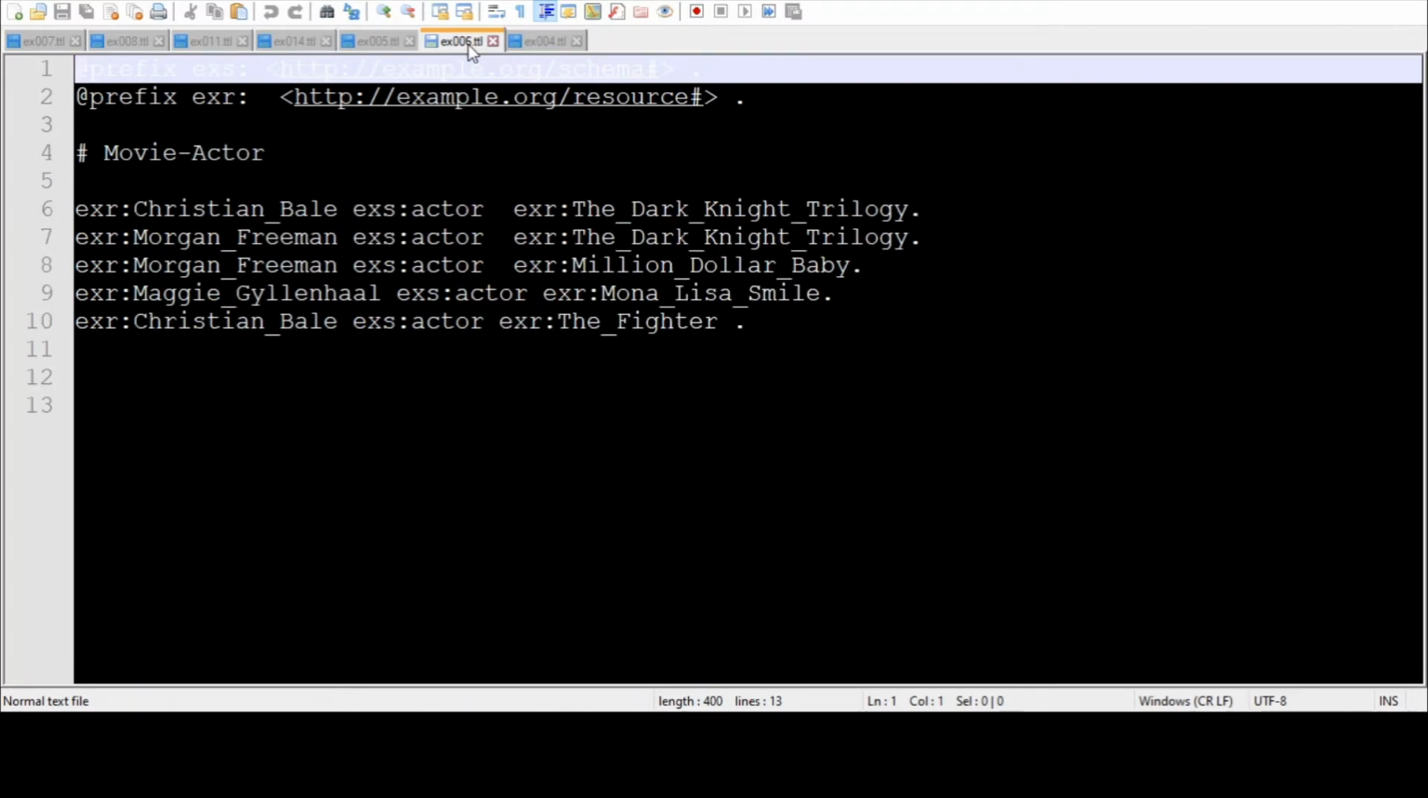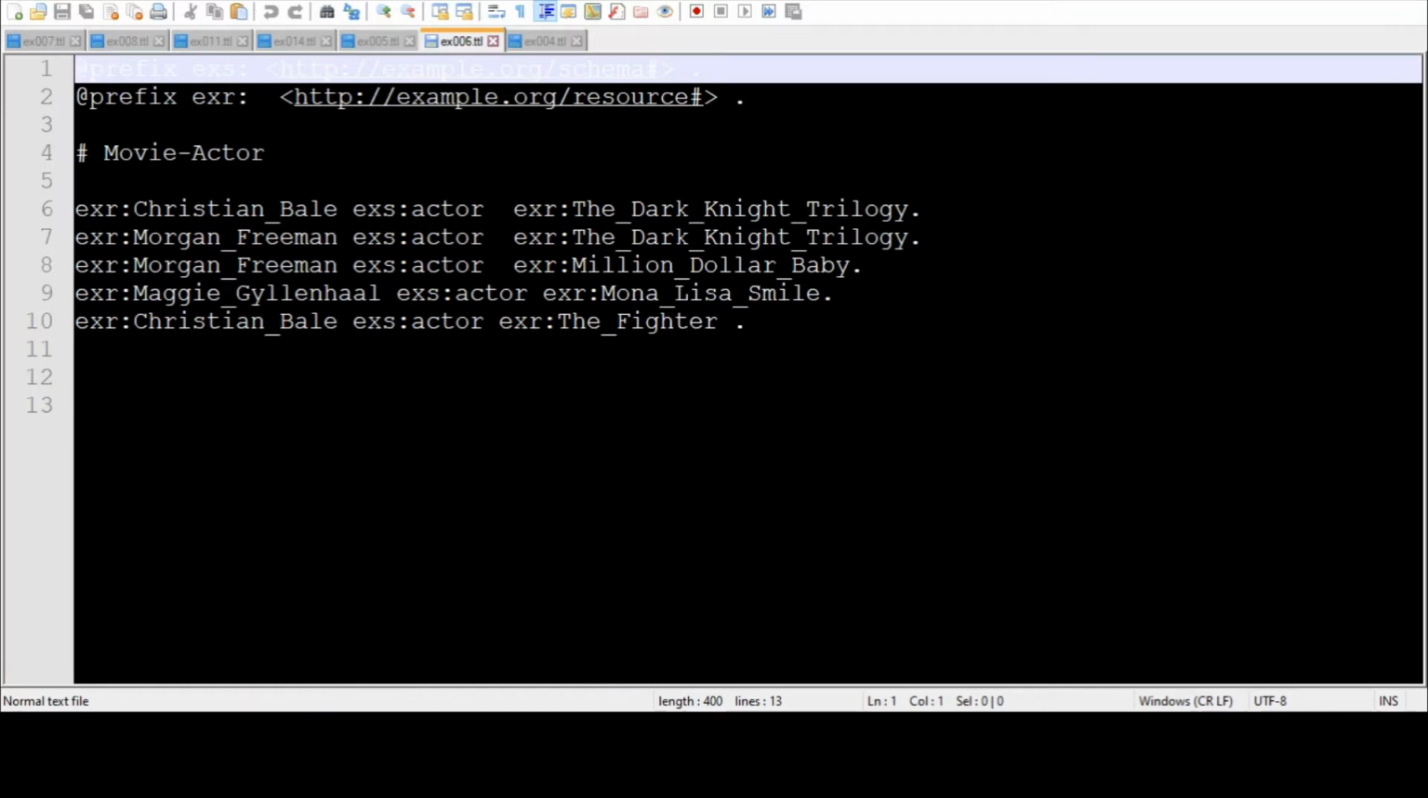And what we have in 6? In 6, we are saying that an actor acts in a movie. For example, Christian Bale is an actor in the Dark Knight trilogy, right? And the other examples as well.